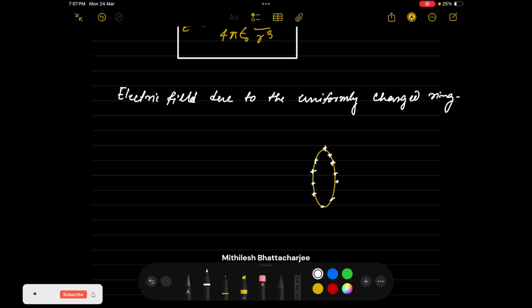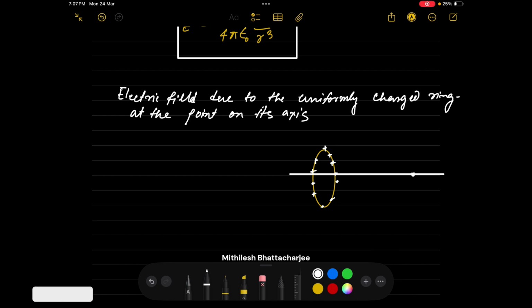Okay, this is a ring of uniformly charged, and we have to find the electric field due to the uniformly charged ring at a point on its axis. Any point on the axis. Let's say at this point. This is the axis, and this is the point P, and we have to find the electric field at this point P.